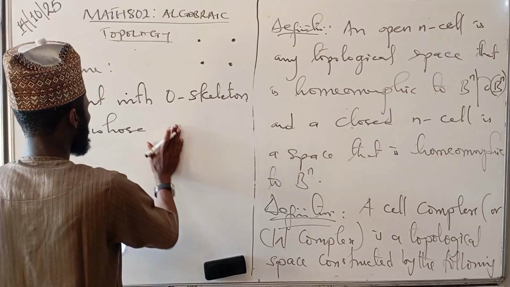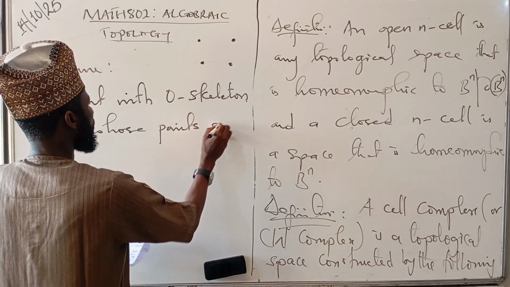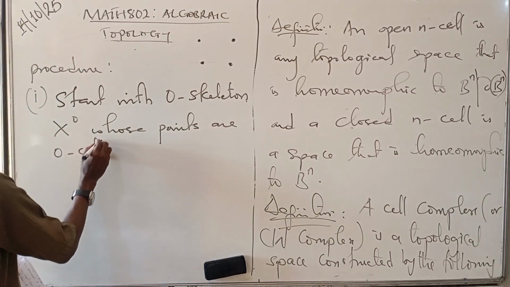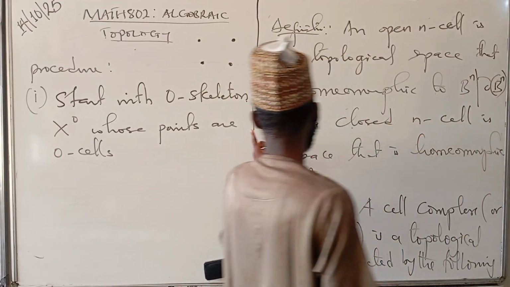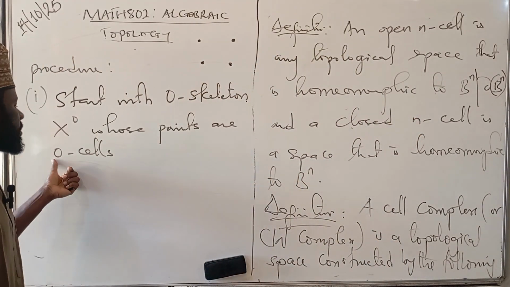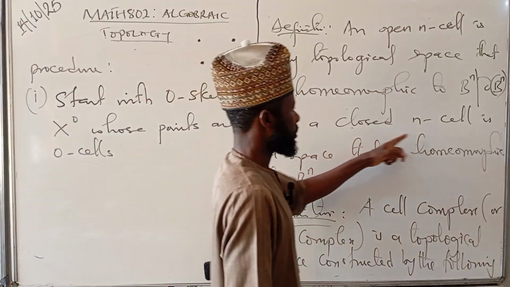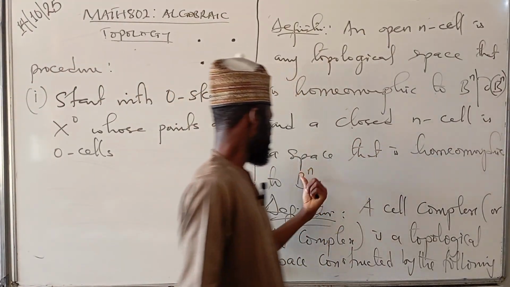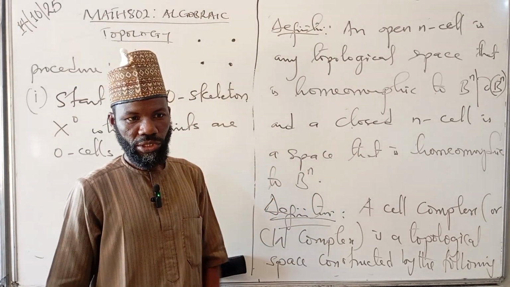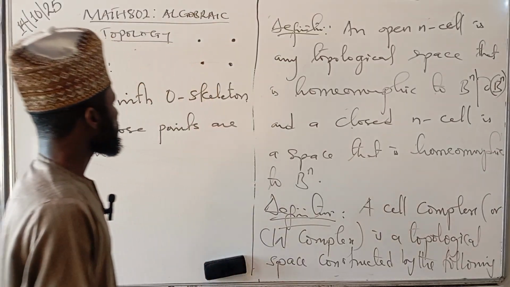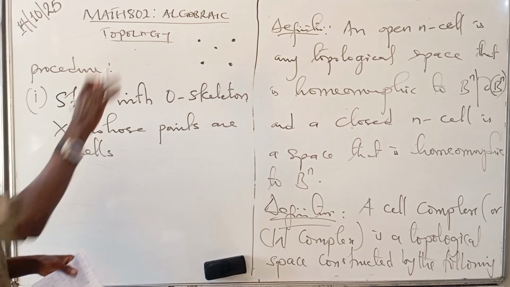Whose points or elements are zero cells. Zero cells will be any space that is homeomorphic to a closed zero cell. Well, if we say zero cells here, we mean closed zero cells. So any space that is homeomorphic to a ball of dimension 0. A ball of dimension 0 will be just points. I hope it's okay. So just a discrete set of points like this. Okay?